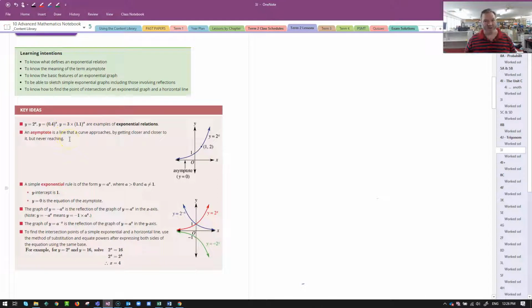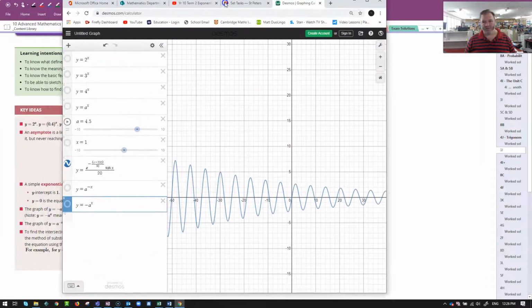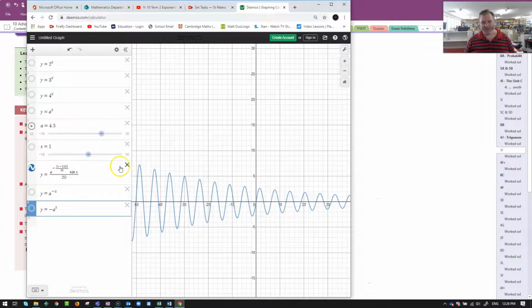These equations have asymptotes. What is an asymptote? The definition in the book here says a line that a curve approaches by getting closer and closer to it, but never reaching it. Almost true, but there are a few exceptions. I've got one over here in Desmos to show you, just to give you an idea that sometimes there are things that we talk about where our definition changes after time.